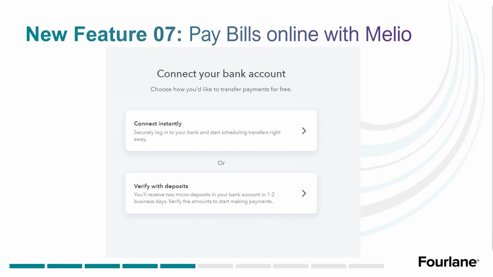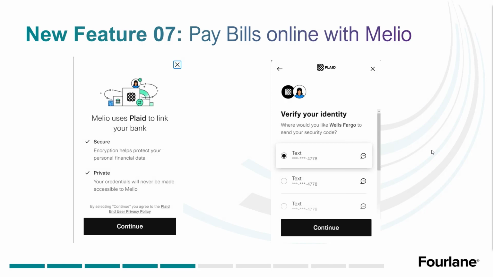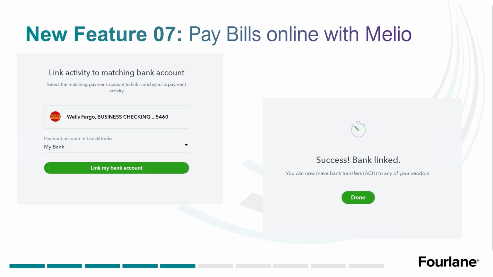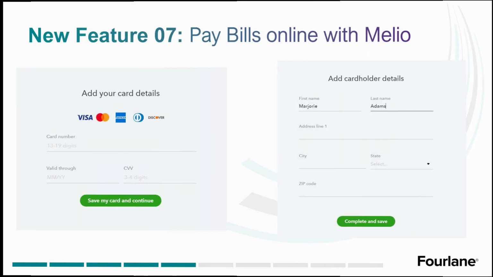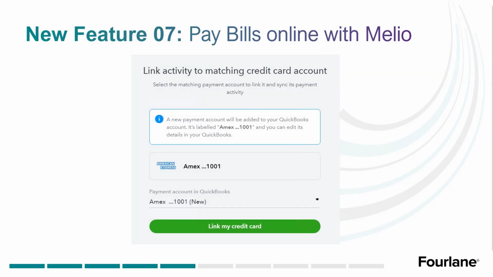Going through our setup, to connect to your bank, you can connect instantly by logging into your bank, or you can verify with deposits, which will take a little bit of time. They use Plaid to connect to your bank, which is a secure connection service that is very frequently used. So you log into your bank, it verifies your identity through how your bank does it, and then it links to your bank account. You can also add your credit card information if you want to pay by credit card. It's very simple: enter your credit card number, put in your details and billing information, and that's it. People who use other payment apps will find it very similar and very simple to set up.